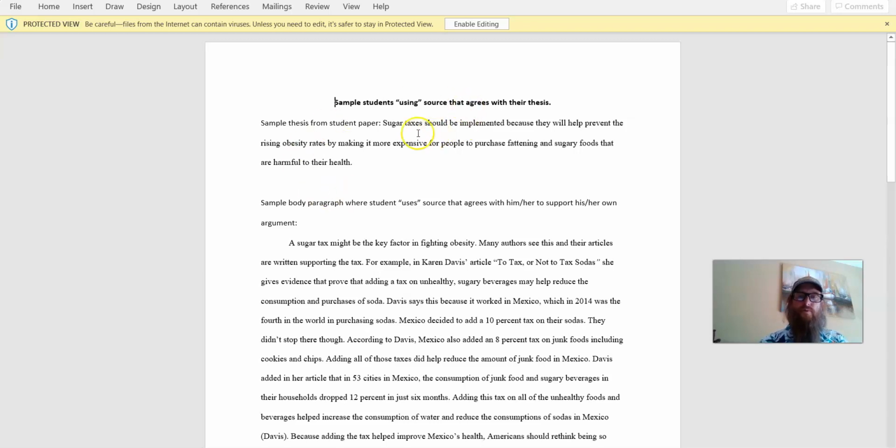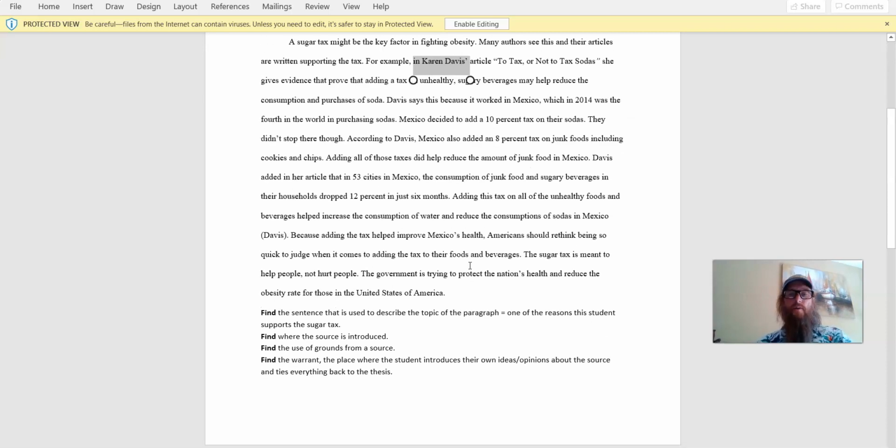These are both from sample students. And so you might, even if you're writing about the sugar tax topic, you might not agree with this student's thesis, right? And that's okay. You may believe that we should not have sugar taxes, right? And you'll have obviously a very different source to support your argument than this Davis person that she uses, right? But the idea of using grounds and warrant, you will do that same thing. And there's some other things she does here that we need to talk about, right?